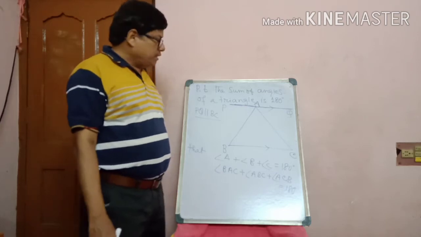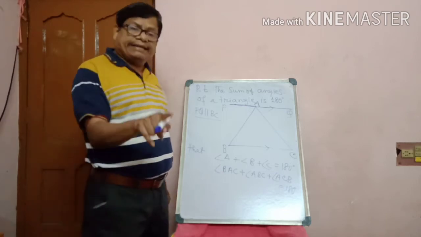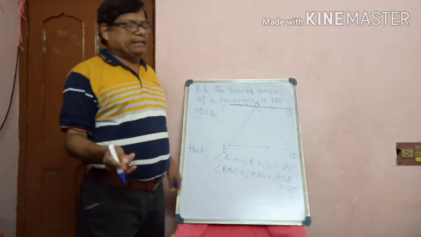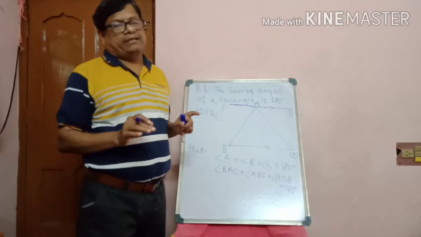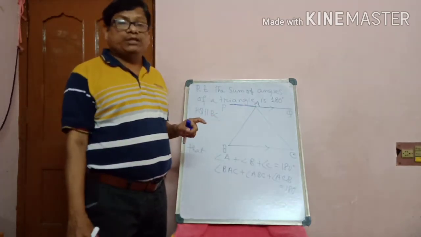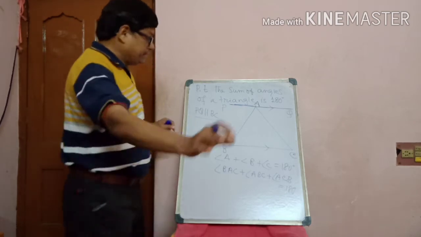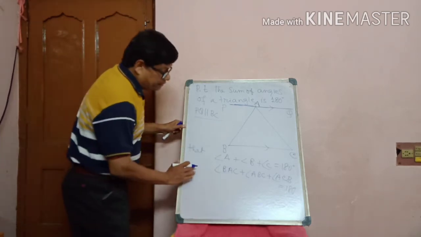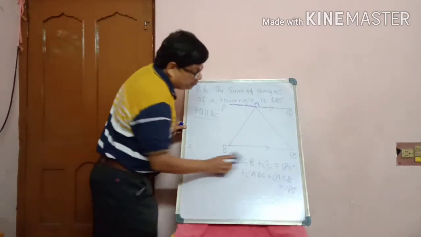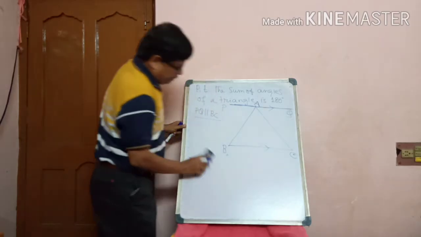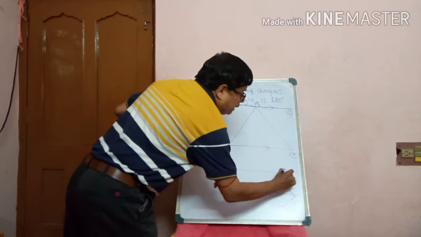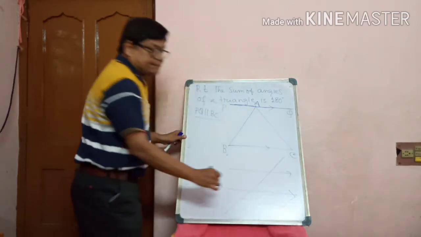Alternate angles are equal, corresponding angles also equal, and sum of the co-interior angle is 180 degree. Then two lines are said to be parallel. See, I am explaining one thing. Suppose these two parallel lines are there. One line intersects them. This is the transversal.